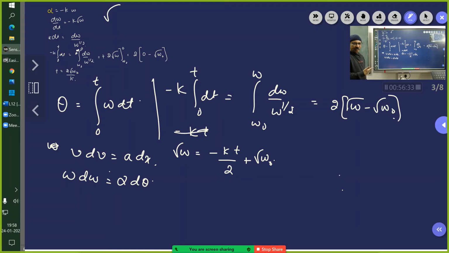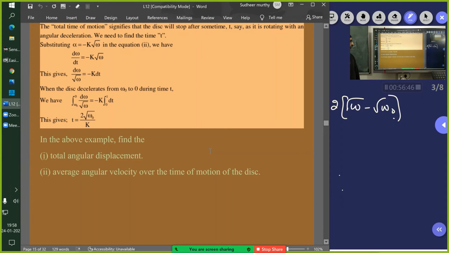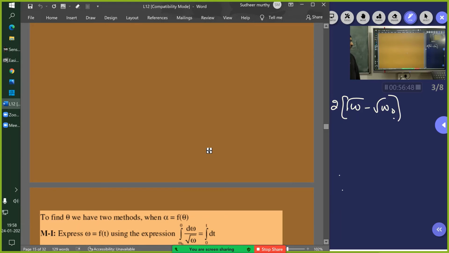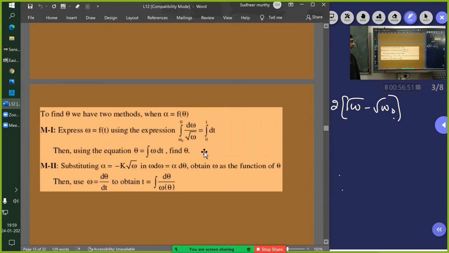So these are all basic problems. That is, we have done all these things for linear cases. Now we are doing it for the angular cases. Okay, this method, and alpha is equal to omega by theta. This method. Okay, both the methods we have done, correct. They are also given by two methods. Fine, students?